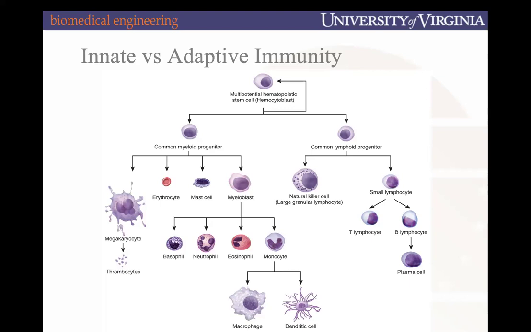So the cells we're going to largely be focusing on today are the cells to the left, the cells that stem from the myeloid progenitor. And so you're going to be hearing about a few of those. But this is just to illustrate that what we're talking about today is on the left-hand side. What we're going to talk about next class is on the right-hand side.